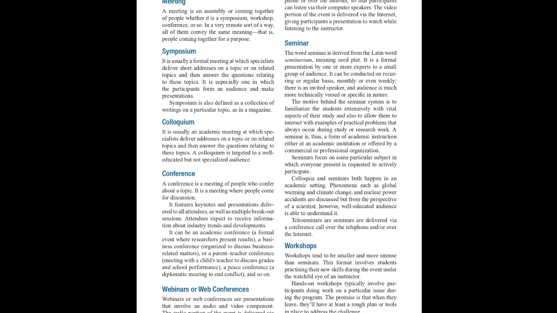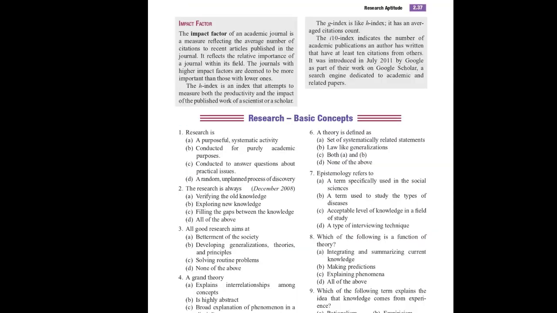Impact factor. The impact factor of an academic journal is a measure reflecting the average number of citations to recent articles published in the journal. It reflects the relative importance of a journal within its field. The journals with higher impact factors are deemed to be more important than those with lower ones.